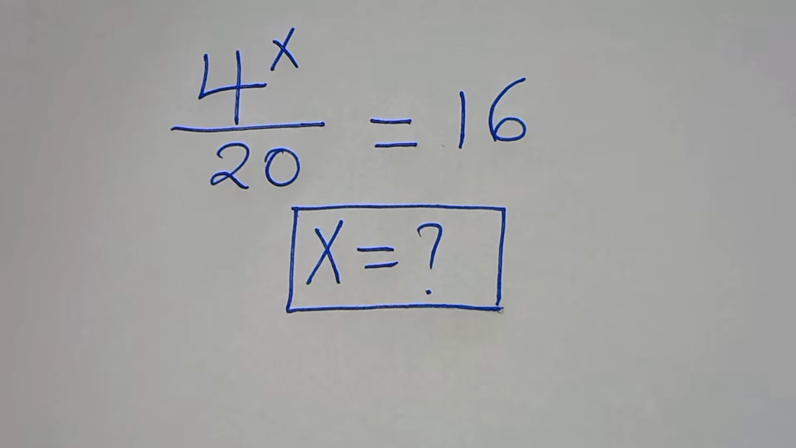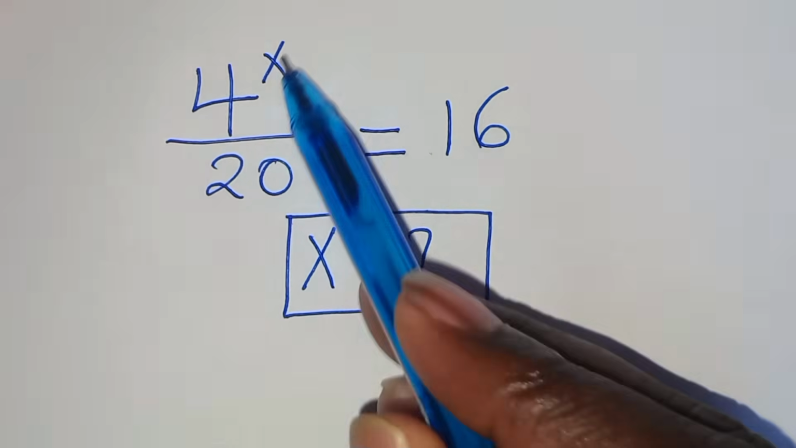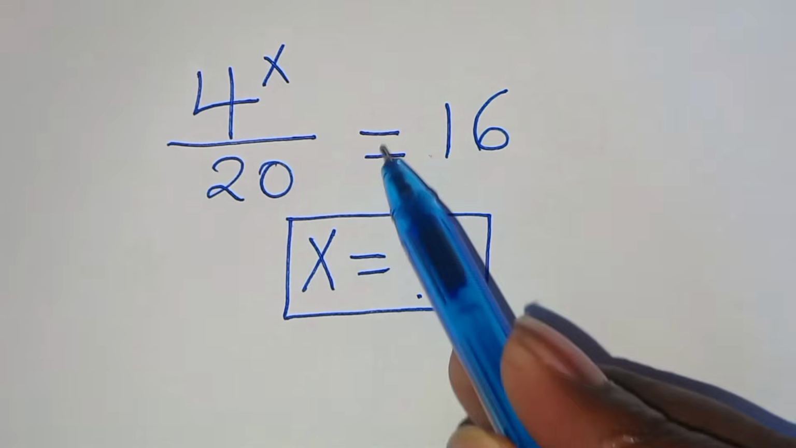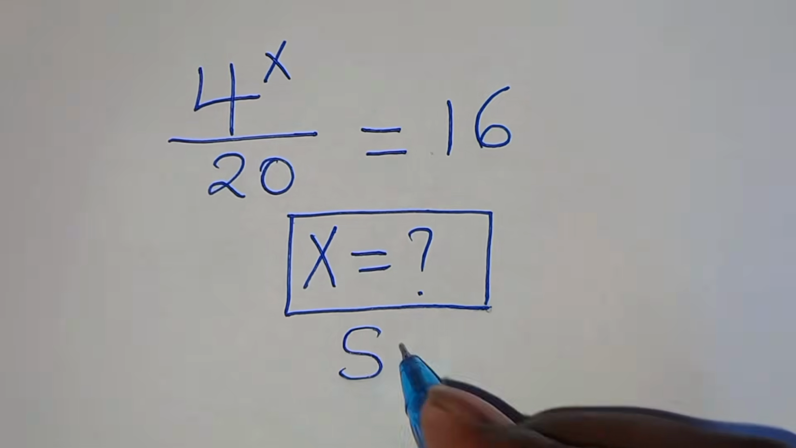Hello everyone, you're welcome to solve this nice exponential equation, which is 4 to the power of x divided by 20. This is equal to 16. So what is the value of x? Now let's provide a solution from here.